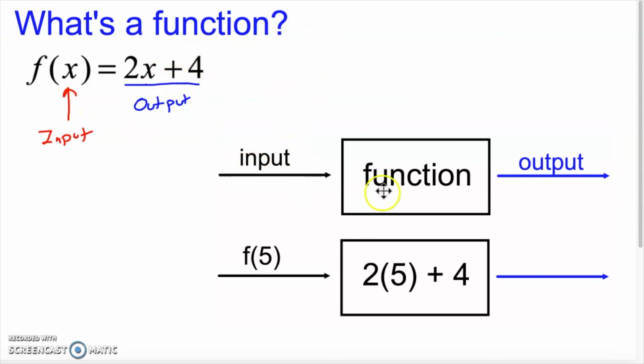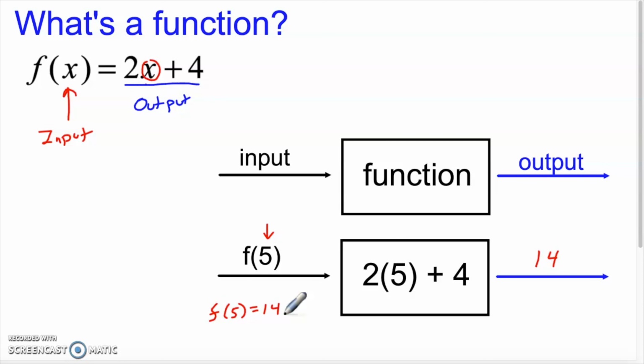There's some sort of input that goes into the function and creates an output. So again, for this function, if we were to input 5, then that x would become a 5, and it would be 2 times 5 plus 4, which would output the number 14. So we would say that f of 5 equals 14. This should all be review from last year.